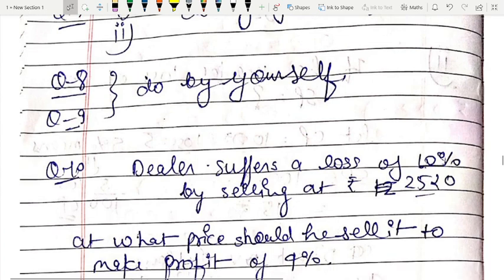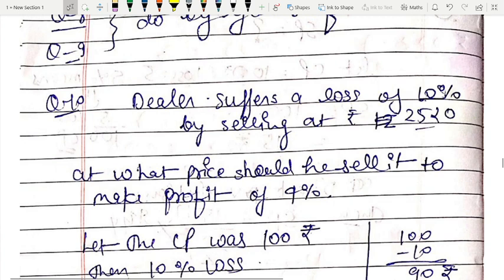Now let's come to question number 10. A dealer suffers a loss of 10% by selling at 2520 rupees. At what price should he sell it in order to make a profit of 4%?